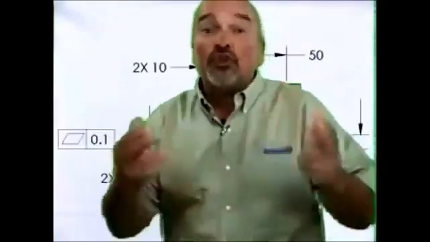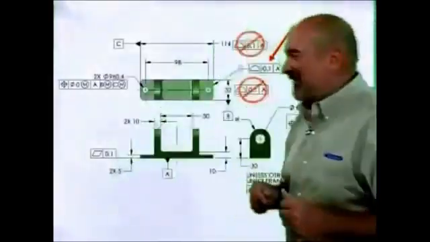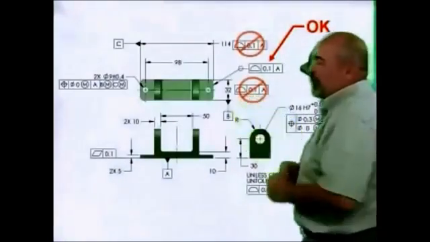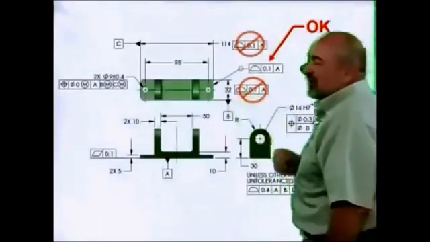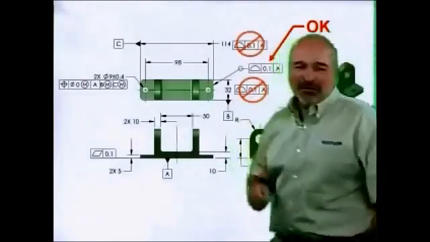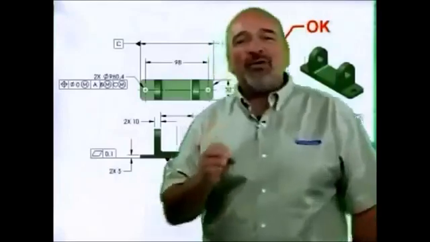It is profile of a surface. It applies to surfaces. It must be applied to the surface on the drawing. On this drawing, you see that there are two places where I've put it where it's incorrect. It's associated with dimensions. You can't do that. The one that says OK applies to a surface. If you're having difficulty applying your geometric tolerances, give us a call. And I'll see you next month.